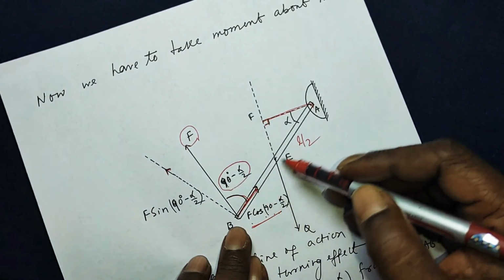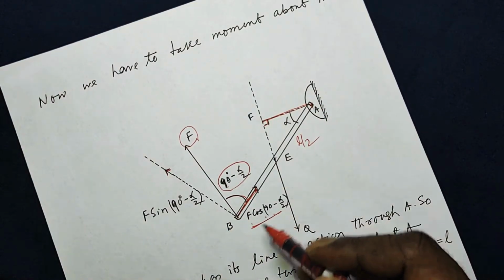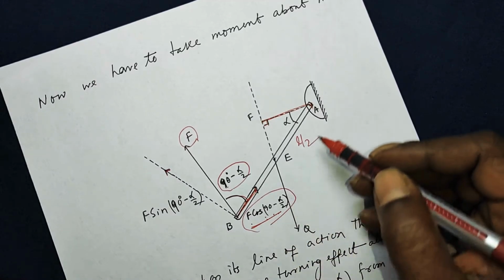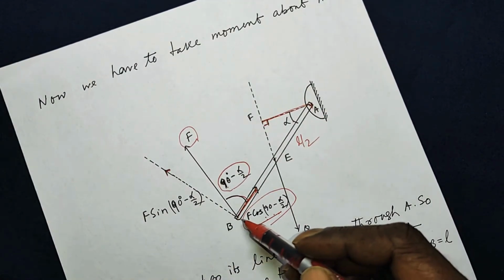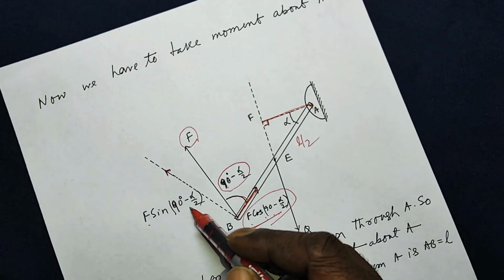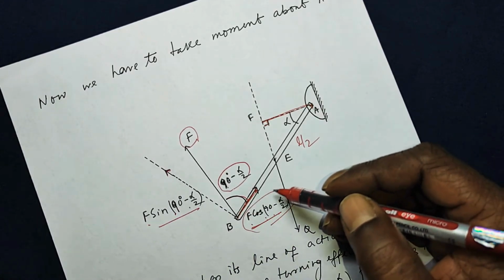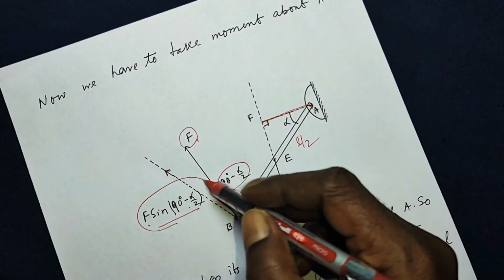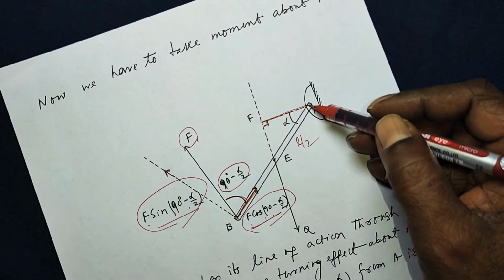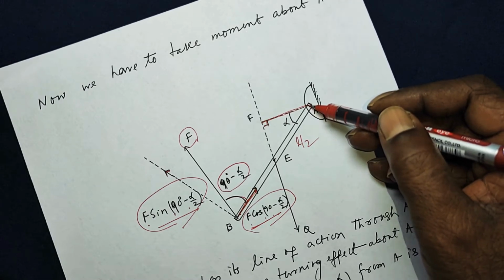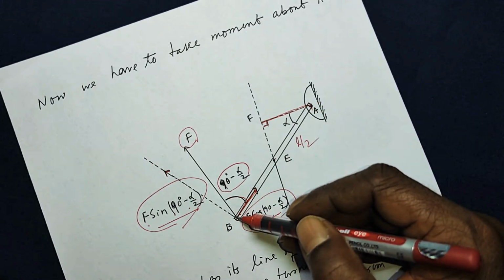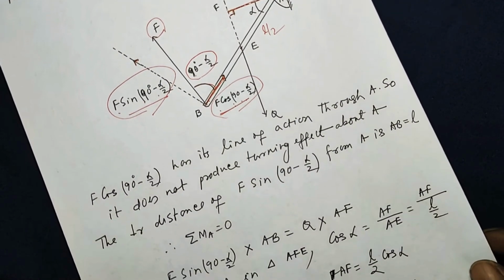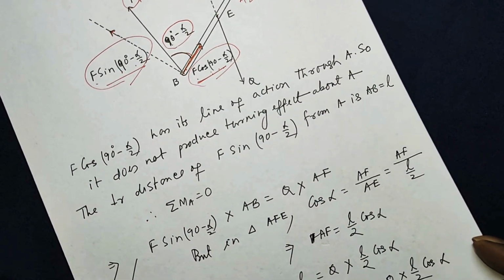The line of action of this force passes through the point A, means this does not have a perpendicular distance from point A, so this will not produce a turning effect about point A. Whereas this one, F sine 90 minus alpha by 2, is at a perpendicular distance from A, and that perpendicular distance is from A to B, that is the length of the prismatic bar. So that is what I have explained here.